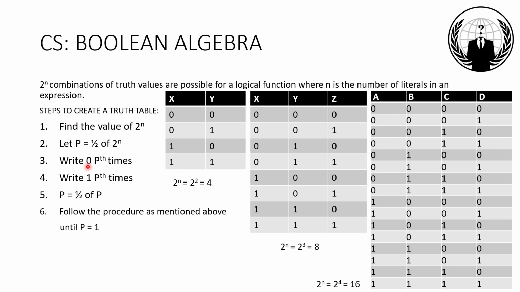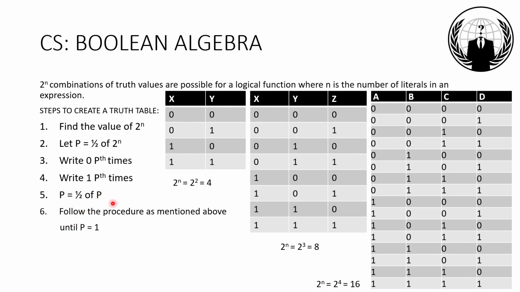So here are the steps to create a truth table. First of all, find the value of 2 raised to the power n. So 2 raised to the power 2 in this case is equal to 4, and 8 and 16 in the following cases. Now let p be half of 2 raised to the power n. Here half of 4 is equal to 2. So write 0 two times and write 1 two times, where it is half of 2 raised to the power n.